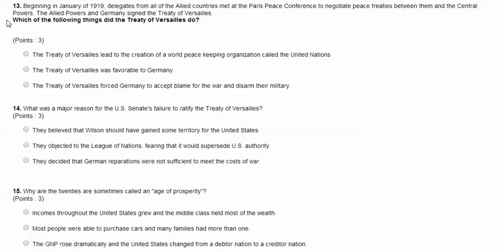Which of the following things did the Treaty of Versailles do? The Treaty of Versailles led to the creation of a world peacekeeping organization called the United Nations. The Treaty of Versailles was favorable to Germany. Or the Treaty of Versailles forced Germany to accept blame for the war and disarm their military.